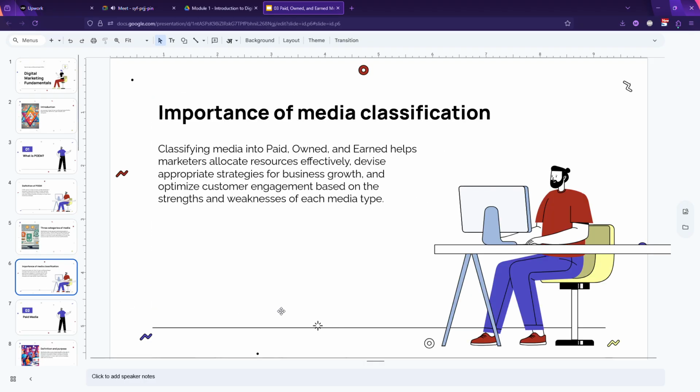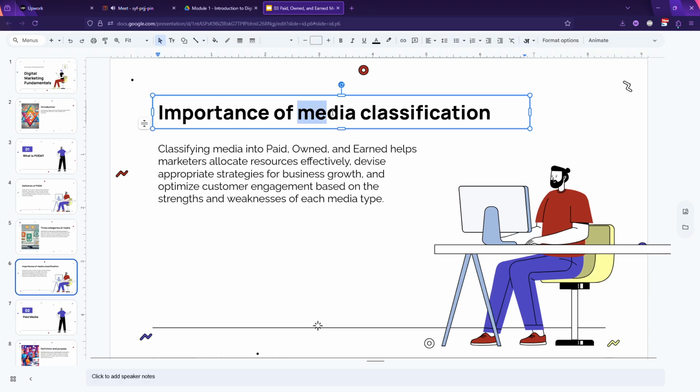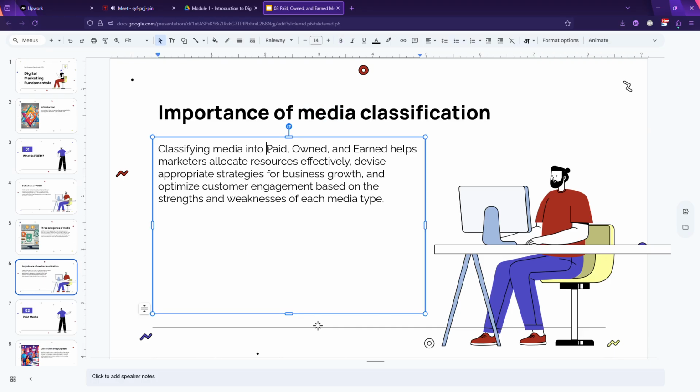Okay. So why is it important to classify the media types and call it paid, owned, and earned? Because it helps marketers allocate resources effectively. We can strategize if we name it that way. We can create strategies for business growth.